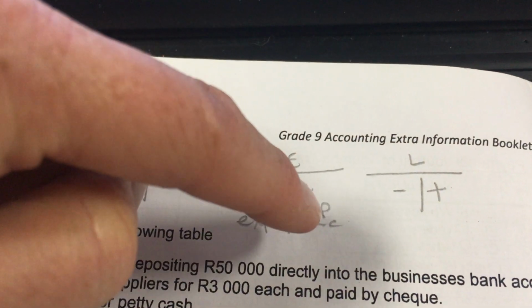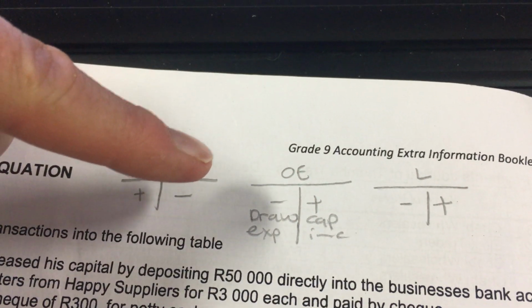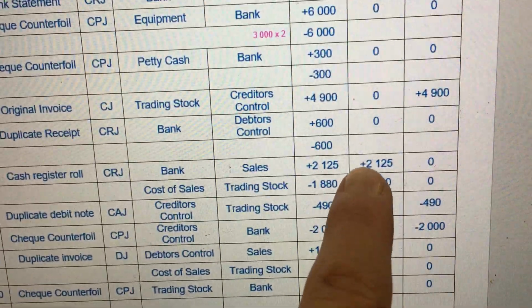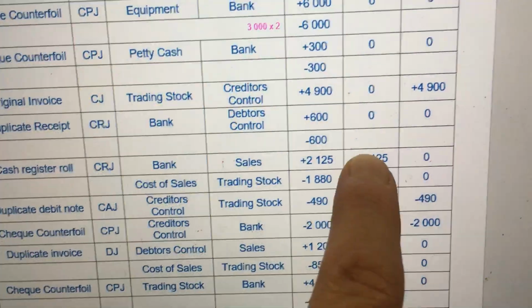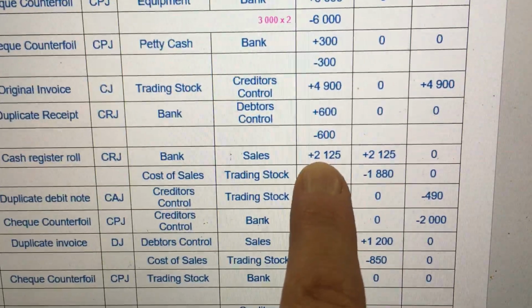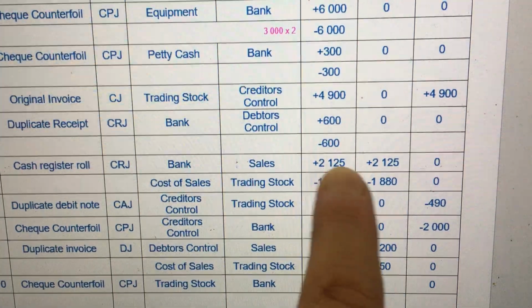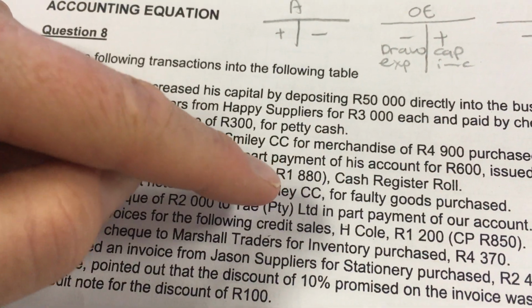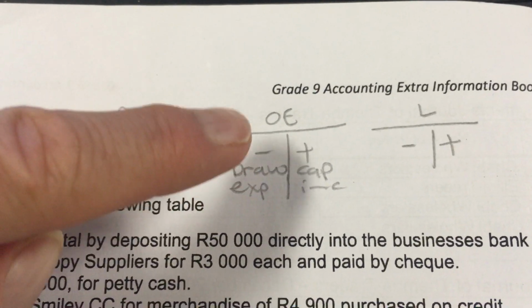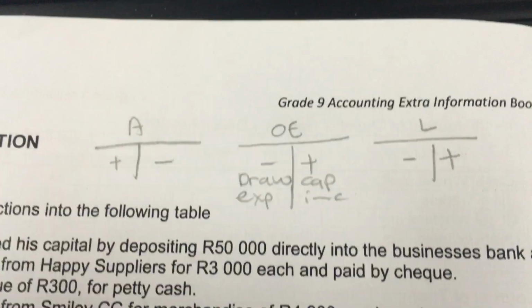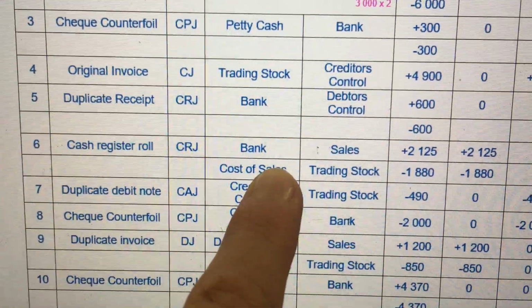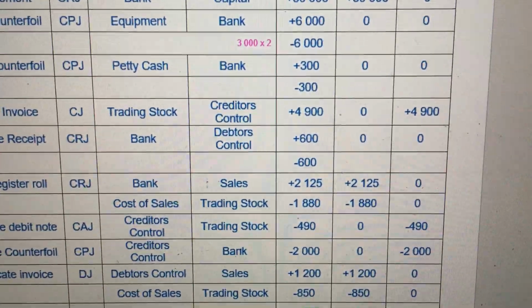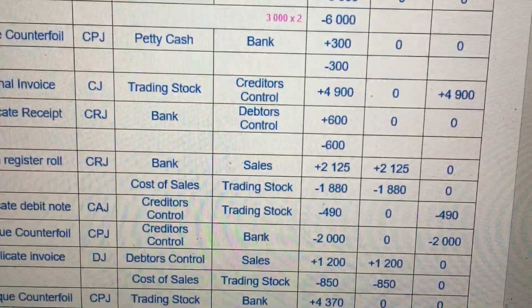Sales is an owner's equity income, and incomes increase your owner's equity on the credit side. So we are going to credit sale. The reason I got in this money was because of the sale. Now, think about it. When you made the sale to me, have you made this pure profit? No, there was an expense to the sale. That is called cost of sales, and your cost of sales is 1880. Cost of sales is an owner's equity expense. And expenses decrease your owner's equity on the debit side, so you are going to debit cost of sales.